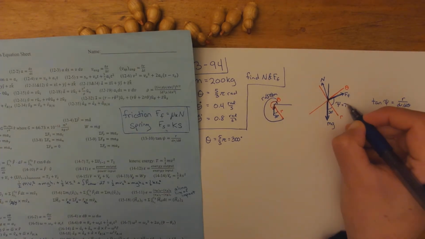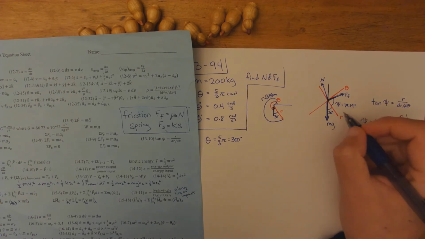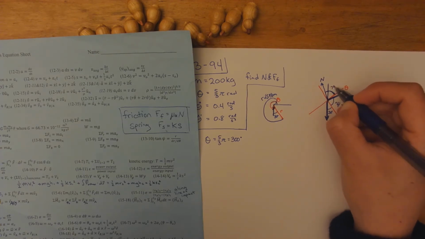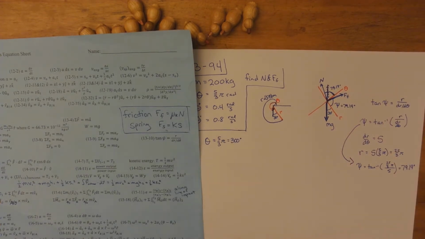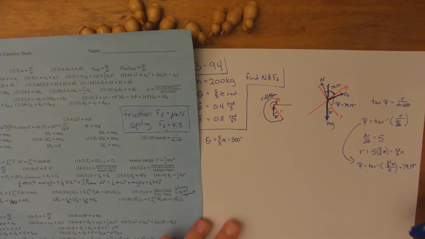This is 79.19 degrees, so if that is 79.19 degrees, this angle here from here to here is also 79.19 degrees. You can ignore that there. So I need to break the normal force down into radial and transverse components. I need to break the frictional force down into radial and transverse components, and I need to break the force of gravity down into radial and transverse components also.